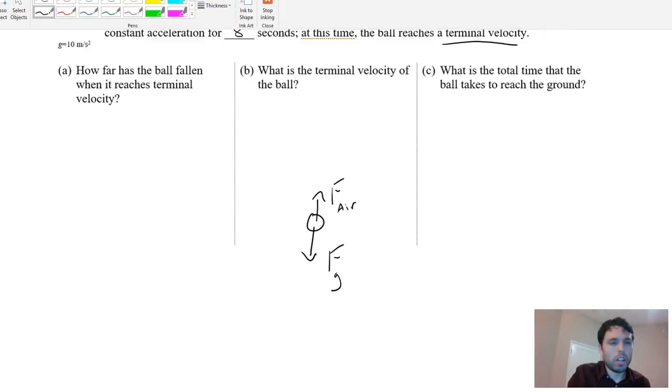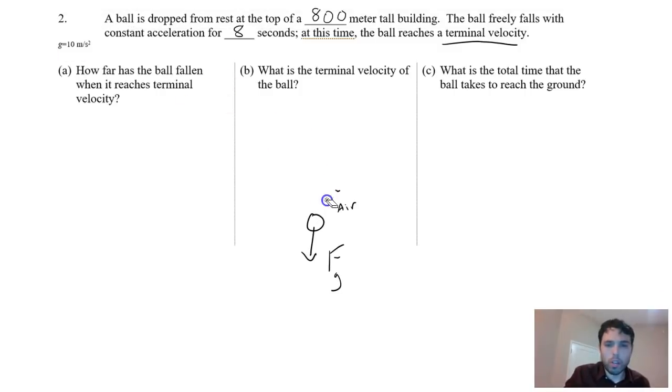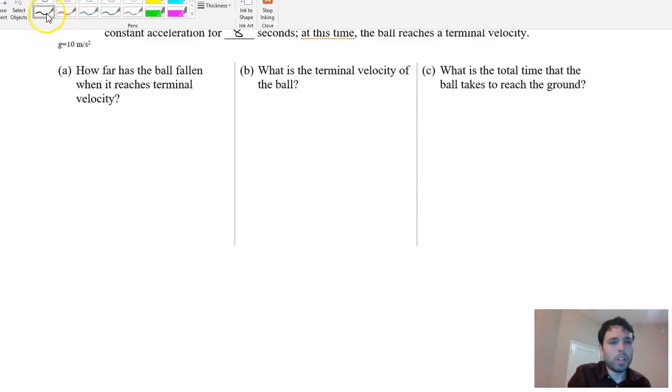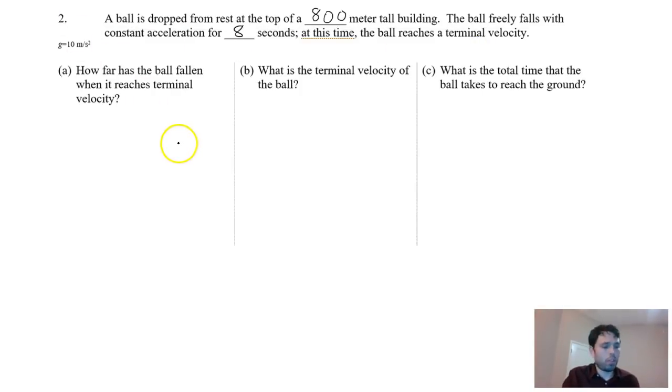All right, so that's what that term means. And I know that some of y'all didn't know that. That's totally fine because I did not tell you about that term. So basically, terminal velocity is the speed at which we stop accelerating. All right. So part A wants to know how far the ball has fallen when it reaches terminal velocity.